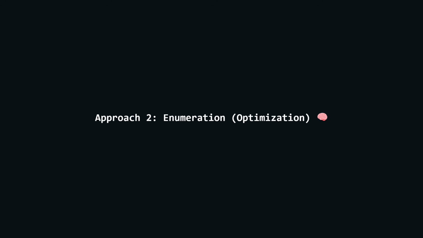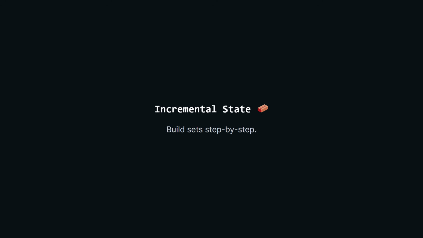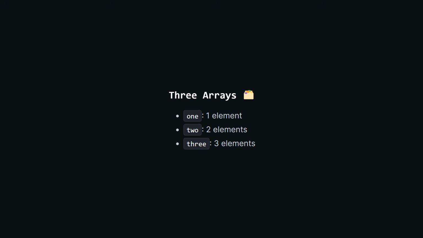Now let's look at the second approach. This one optimizes things by building our results step by step. Instead of explicit loops for the indices, we maintain 3 separate lists to track our progress. The list called 1 stores results using just 1 number. The list called 2 stores results from 2 numbers. And 3 stores the final results.